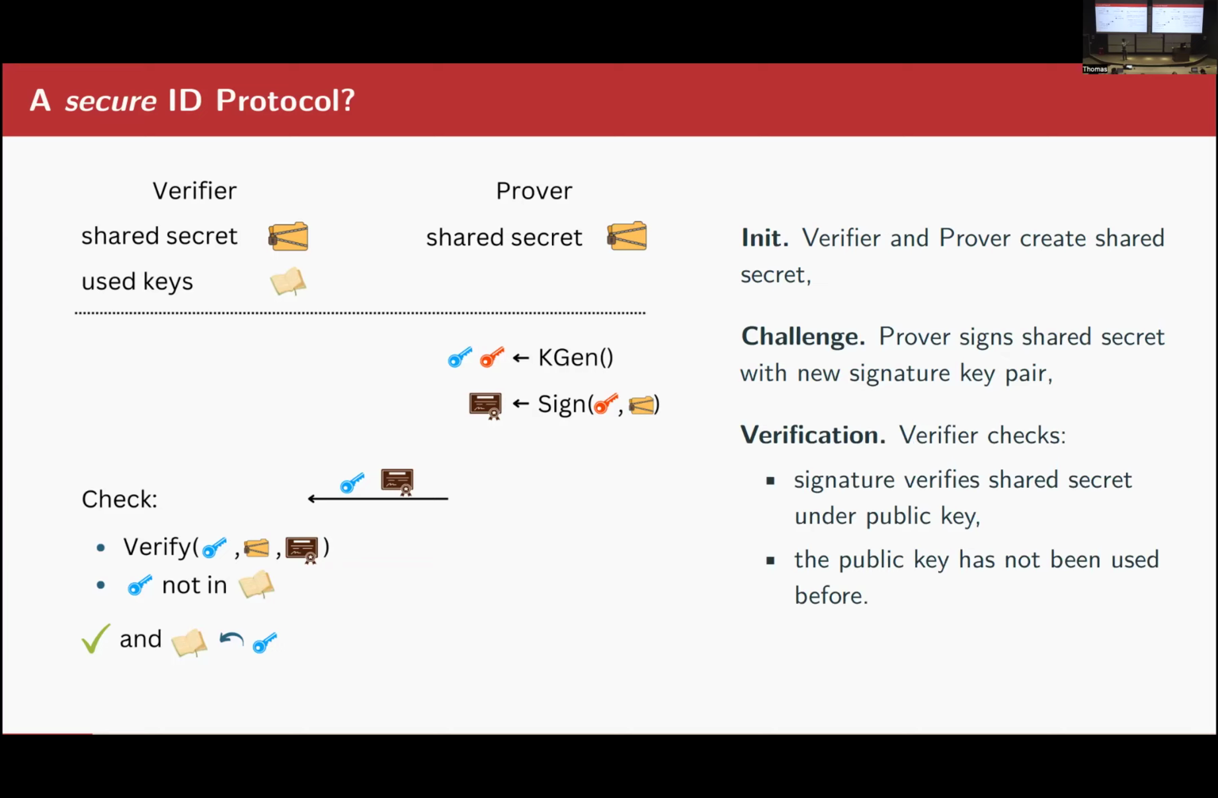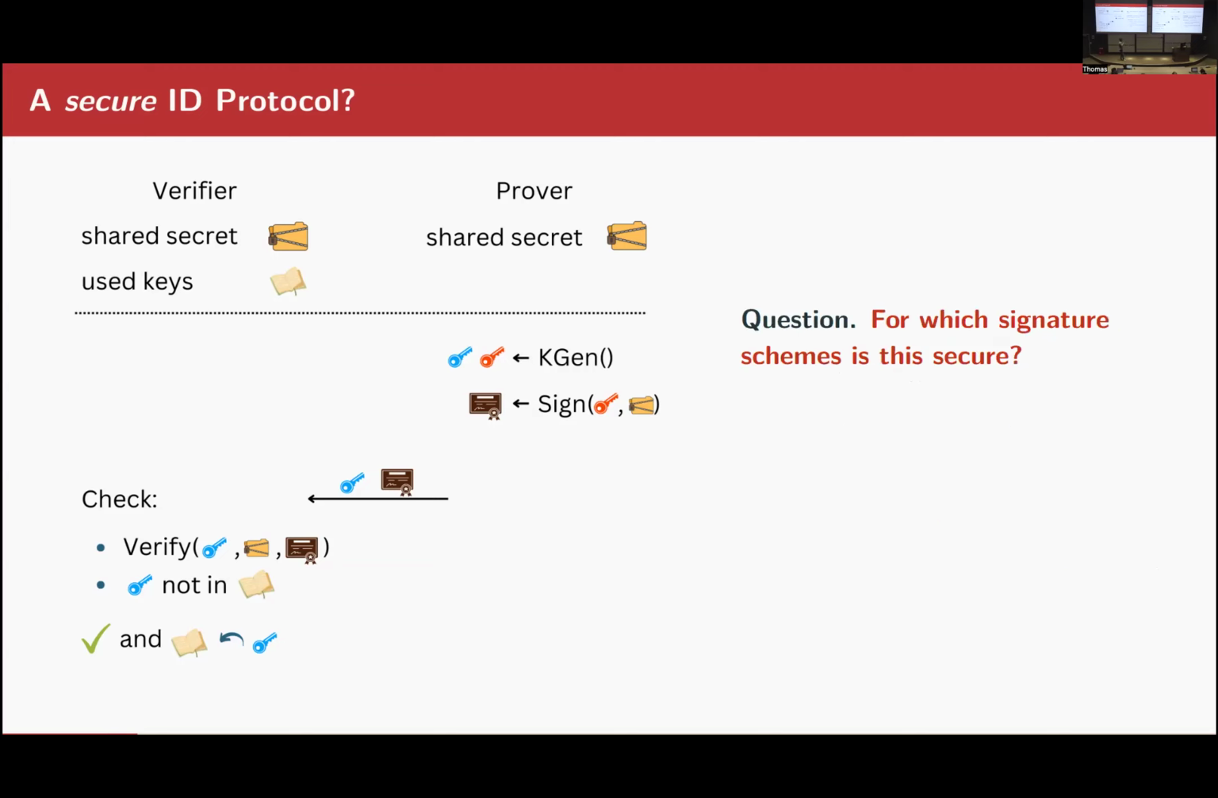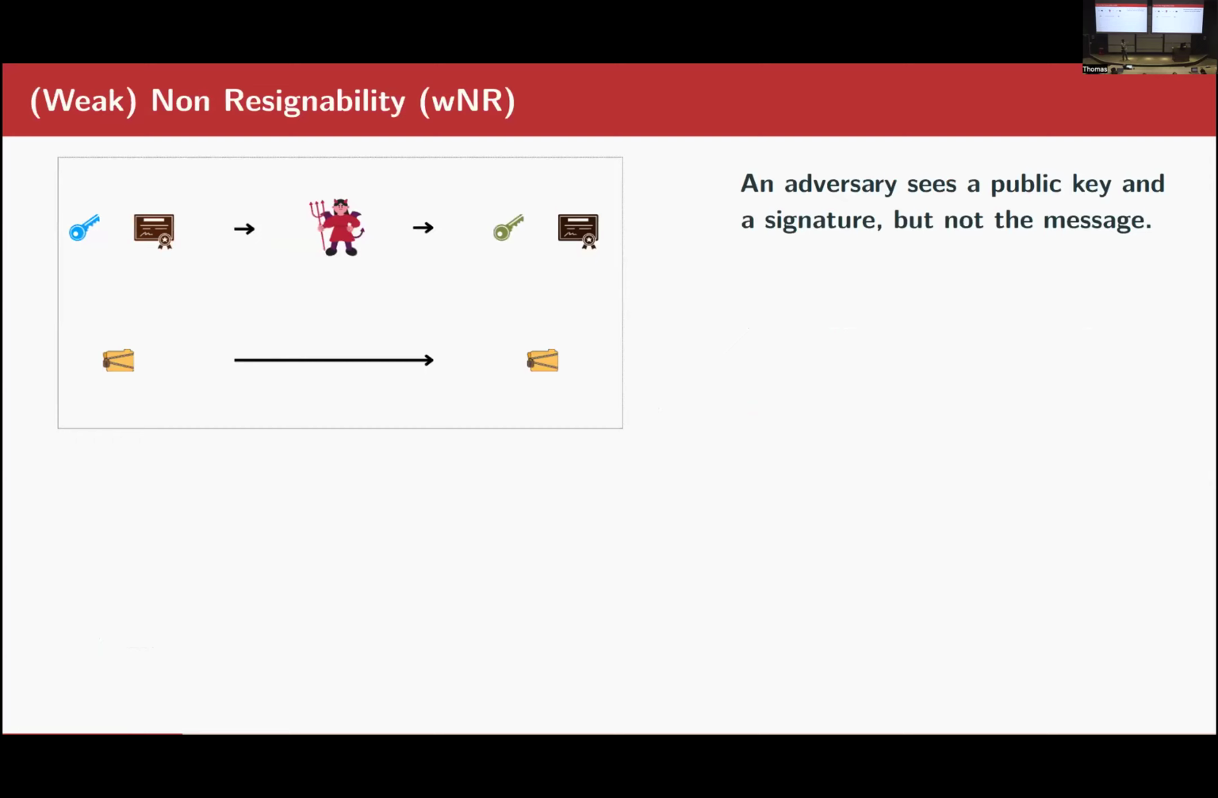So this is only a vague idea of this ID protocol, and you need to ensure that it is secure. So the question is, what security assumption on the signature scheme would we need to ensure security? The idea is vaguely that the adversary would need to sign an unknown message. This is exactly covered by the security notion of non-resignability, here in a weak form, where the adversary has a public key and a signature for, again, this unknown message.